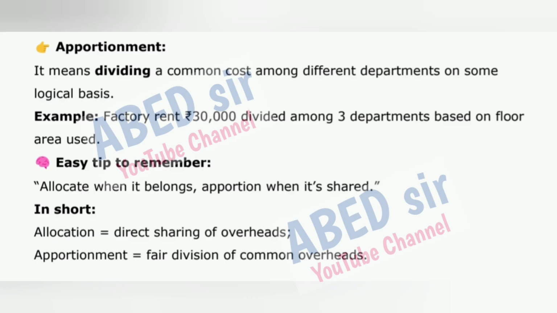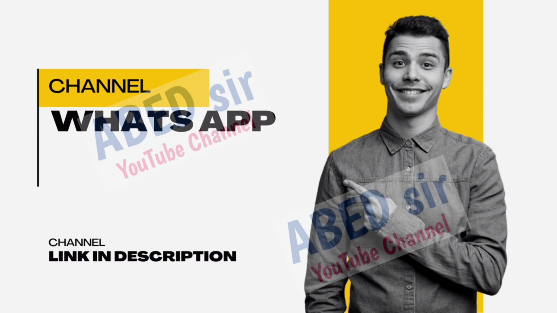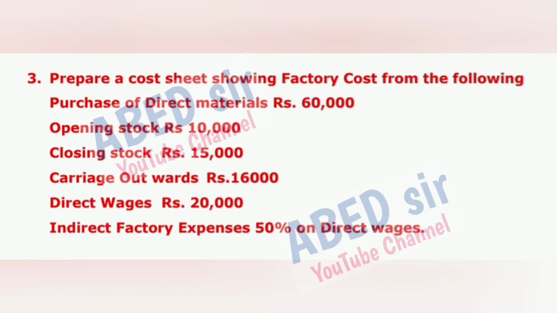Easy tip to remember: allocate when it belongs, apportion when it's shared. In short, allocation is equal to direct sharing of overheads. Apportionment is equal to fair division of common overheads. Next important short question is 3. Prepare a cost sheet showing factory cost from the following.